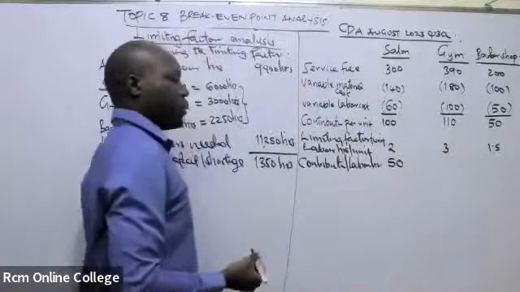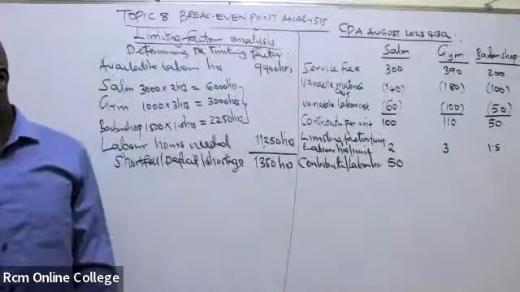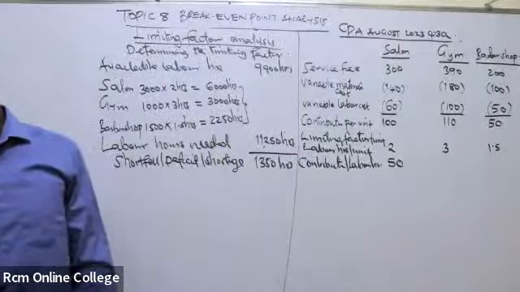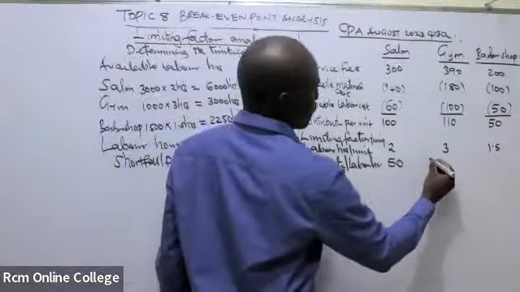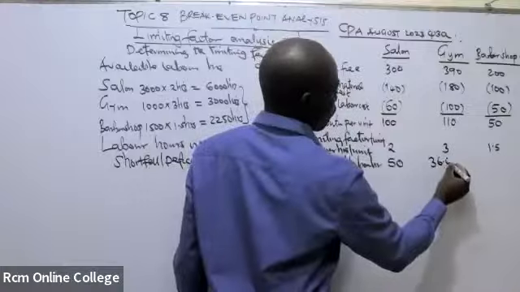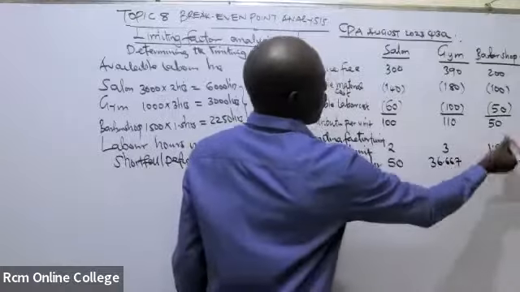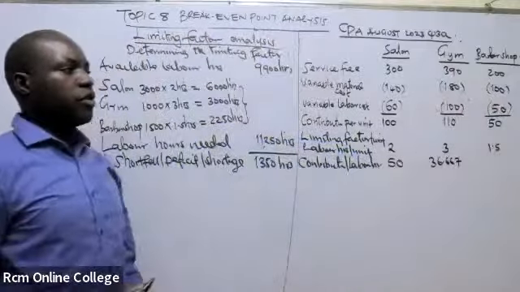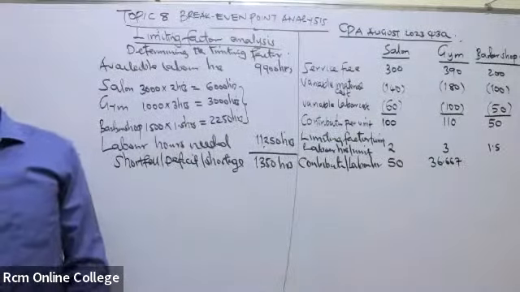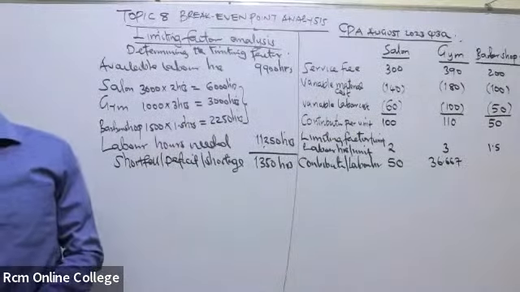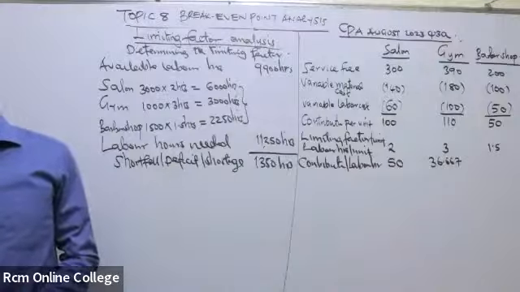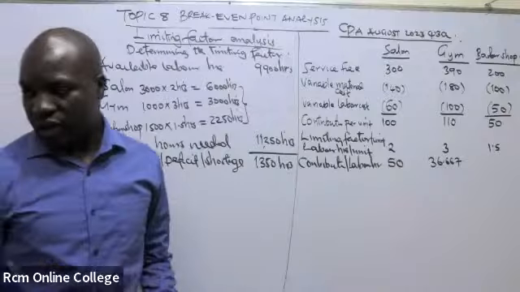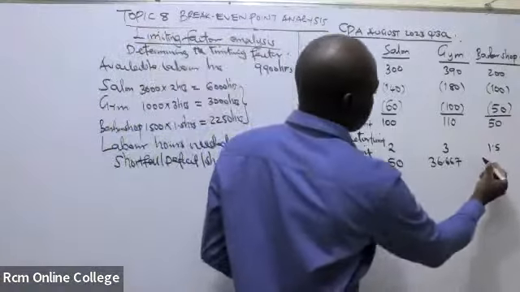110 divided by 3 gives 36.667. Then 50 divided by 1.5 gives 33.333.